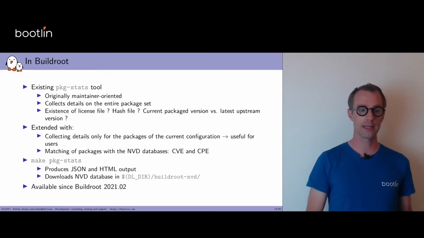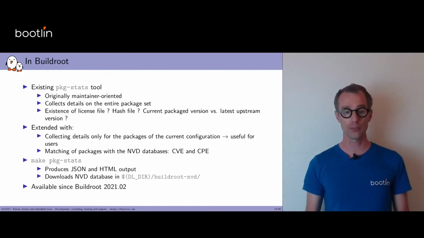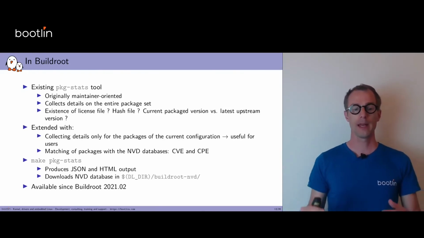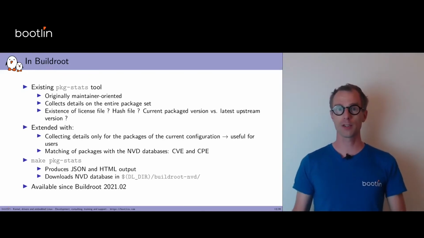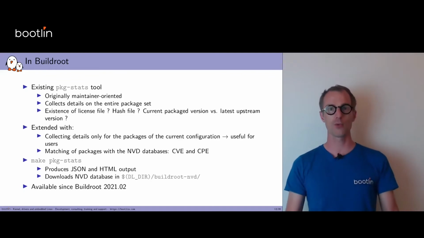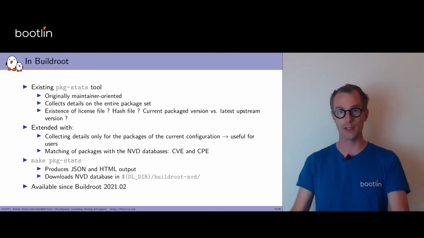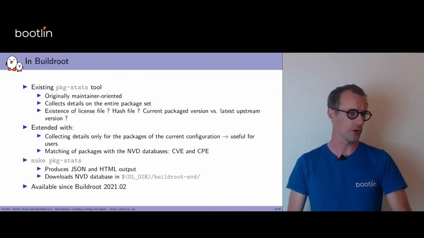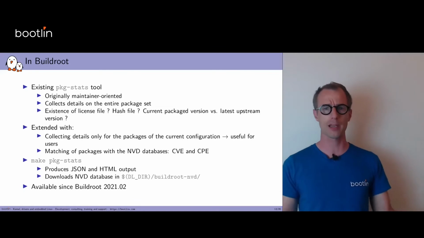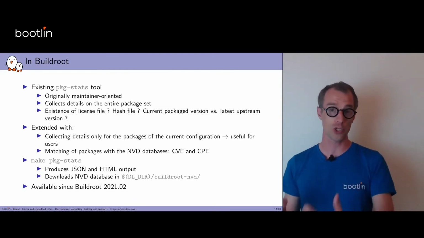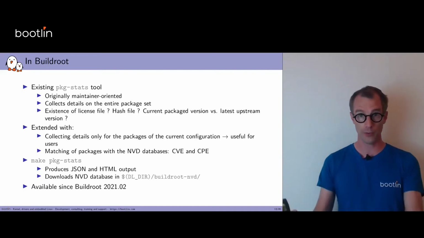And what we did in the past year is that we extended that tool in two directions. First, we extended it to cover only the set of packages for a given Buildroot configuration, because this is really what matters for a particular Buildroot user. You have built a system with Buildroot, you want to know which packages you have in your system and potentially which CVEs affect those packages. You're not really interested in the other 2,000 packages that Buildroot may offer. You're probably using only a small subset of those packages which are relevant to you. So that's one of the first things we did.